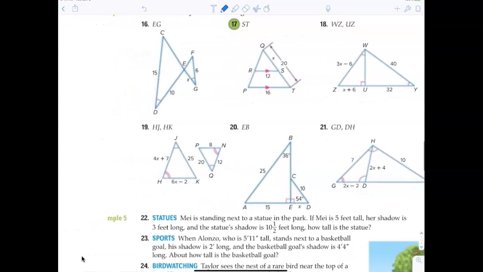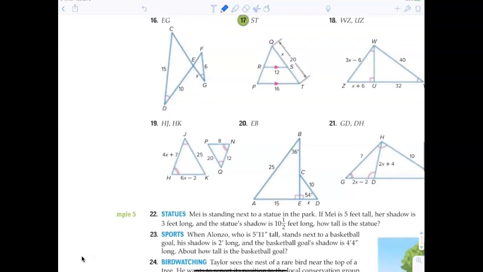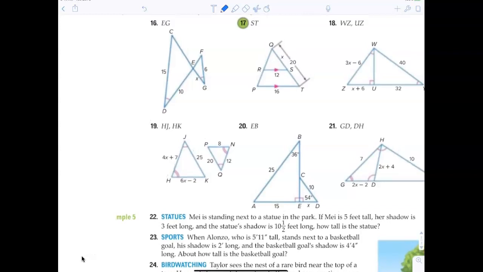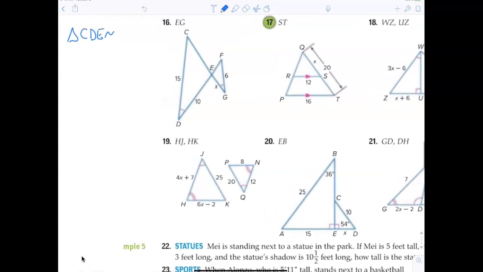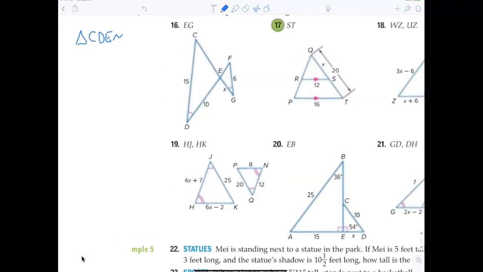All right, now you have to identify similar triangles. So we're going to write the similarity statement. For 16, I want to write it in alphabetical order, so let's do CDE. Triangle CDE is similar to, all right, so C corresponds to what? F. D corresponds to G, and E corresponds to E, and that would be the vertical angle, correct?